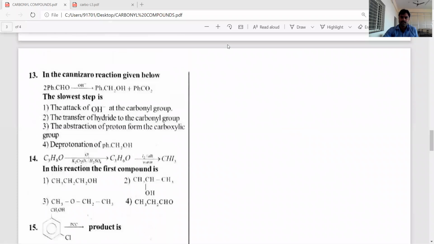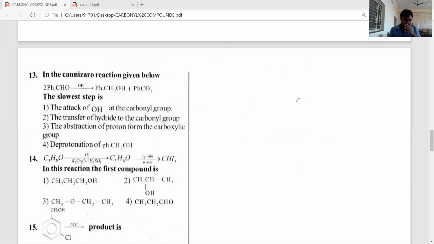13th question, dear students. In the Cannizzaro reaction given below, we need to find out the slowest step. Okay, let's see the question: Cannizzaro reaction mechanism. Whatever it may be, in the Cannizzaro reaction mechanism you can write benzaldehyde or you can write formaldehyde also, no problem. For example, in the Cannizzaro reaction, 2 moles of benzaldehyde are involved.